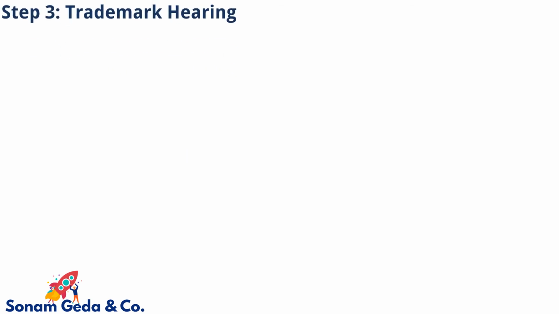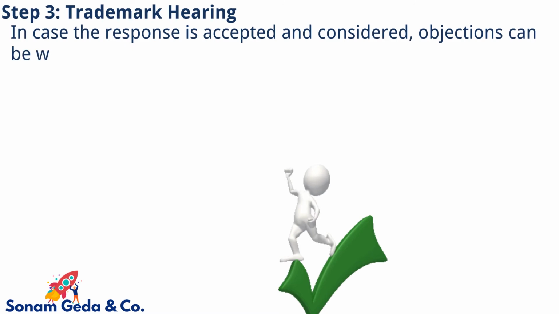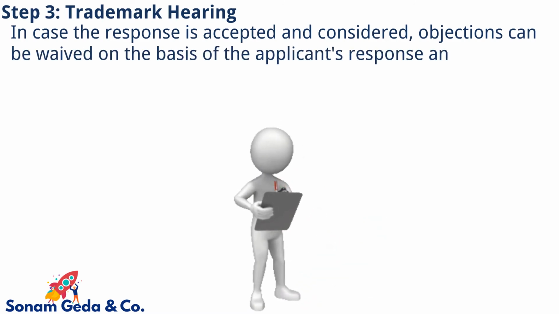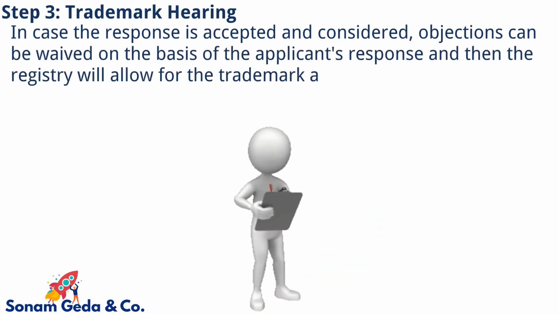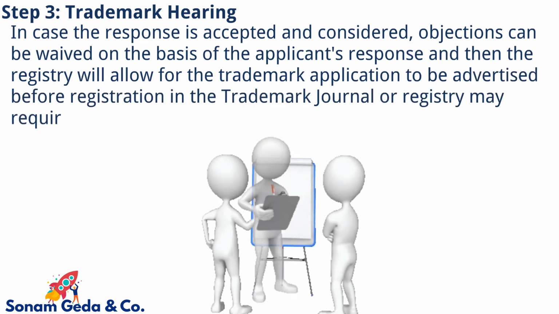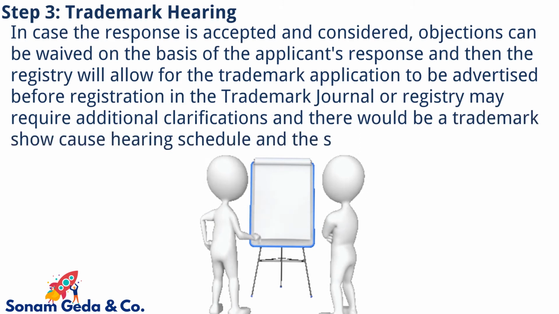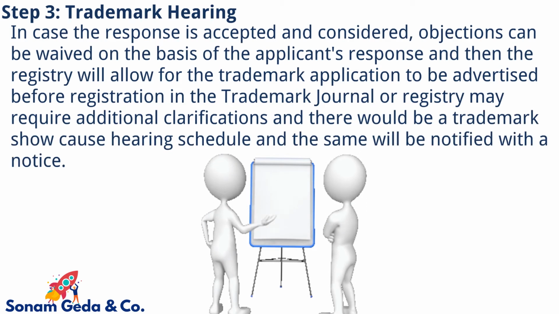Step 3. Trademark hearing. In case the response is accepted and considered, the objection can be waived on the basis of the applicant's response, and then the registry will allow the trademark application to be advertised. Before registration in the trademark journal, the registry may require additional clarifications, and there would be a trademark show cause hearing scheduled, and the same will be notified with the notice.